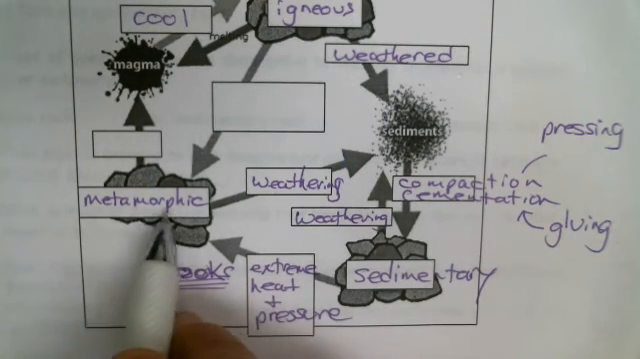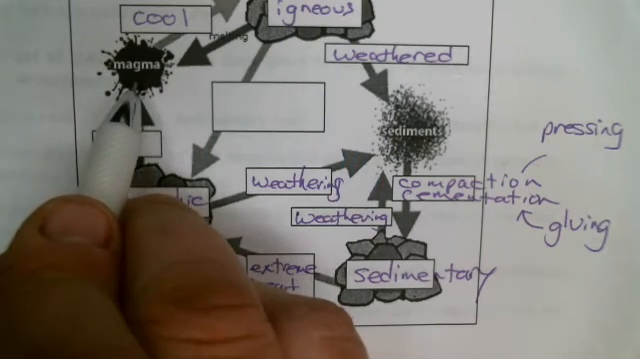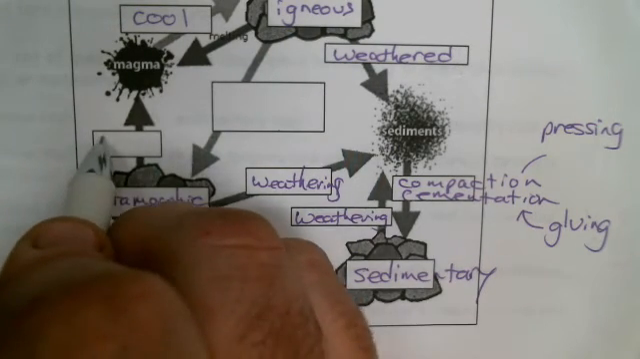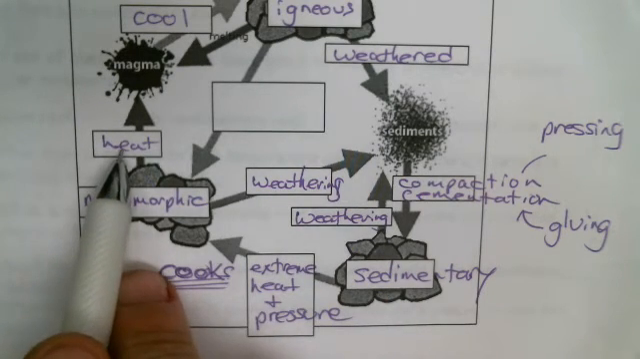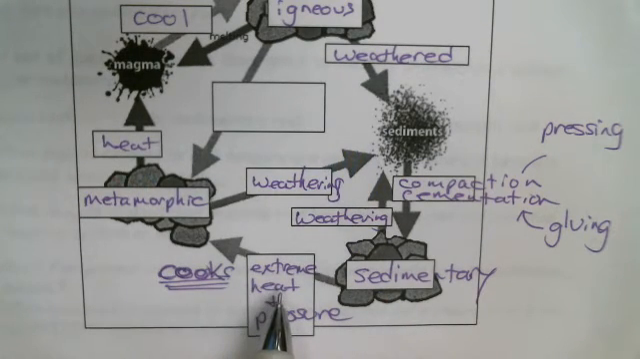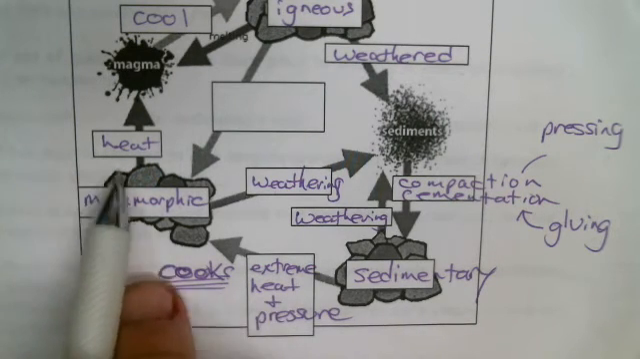Another thing that can happen to metamorphic rock is that it can turn back into magma, and that happens by extreme heat. This heat is hotter than the heat before that turned it into metamorphic rock. This is even hotter than over here.